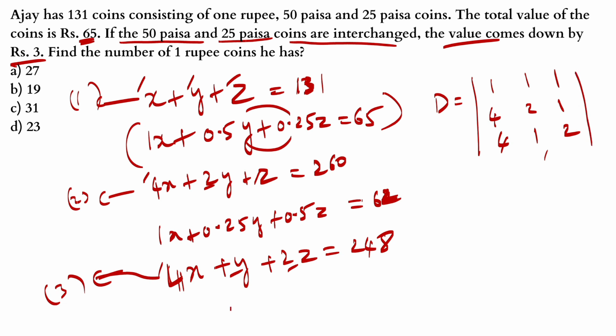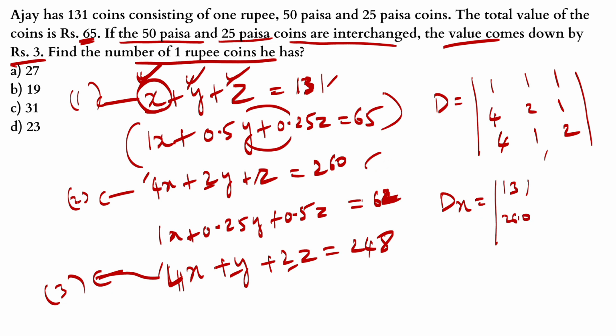So how to calculate this? We want only the number of 1 rupee coins. That means we have to calculate only the value of x. So no need to calculate the determinant of y and of z. Just calculate the determinant of x. So for det of x, ignore the coefficients of x and substitute the values of the constants: 131, 260 and 248. The coefficients of y and z remain the same. So 1, 2, 1, and 1, 1, 2. This is det of x.